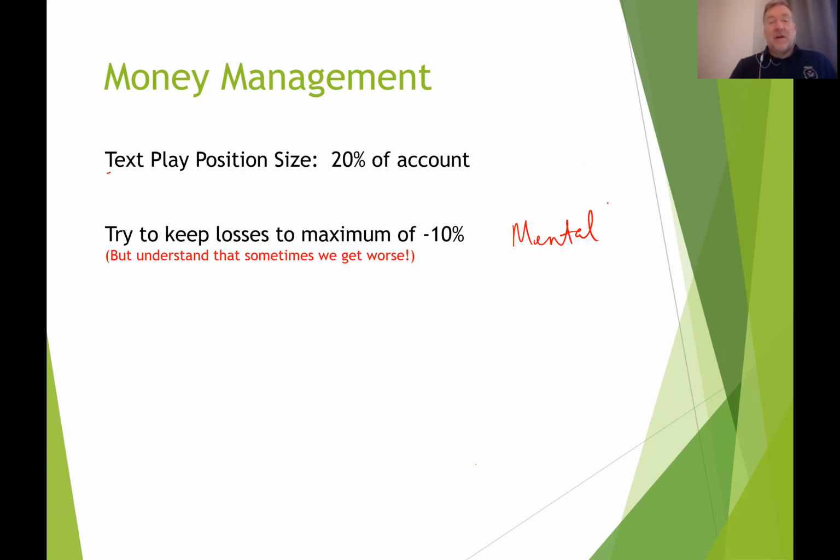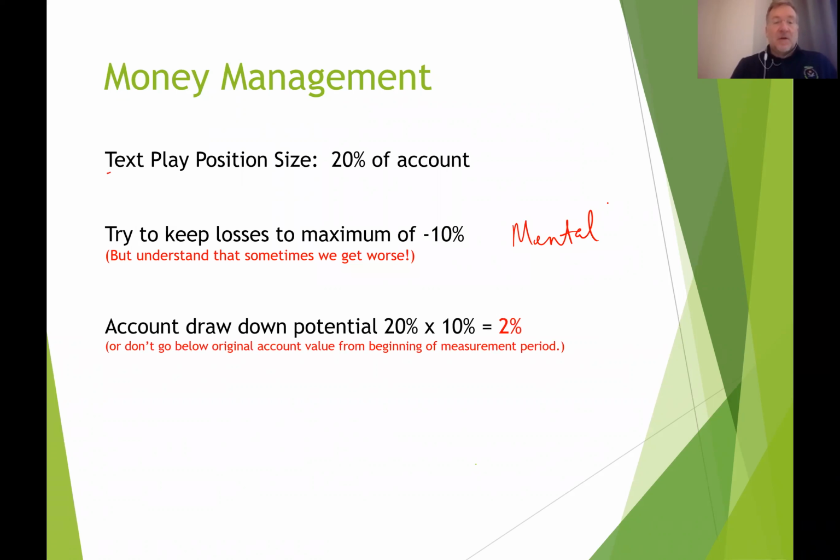But when you see that loss come on a particular trade at 10%, just take it. Don't wait for Steve. Don't wait for anyone. We are making our own decisions on our exit, and I think the rules should be very clear that we are going to take our loss at 10% and we're going to take our gain at 20%. Okay, so the account drawdown potential when we take a 10% loss on a 20% position size is 2%. Okay, that's why we're using that number.